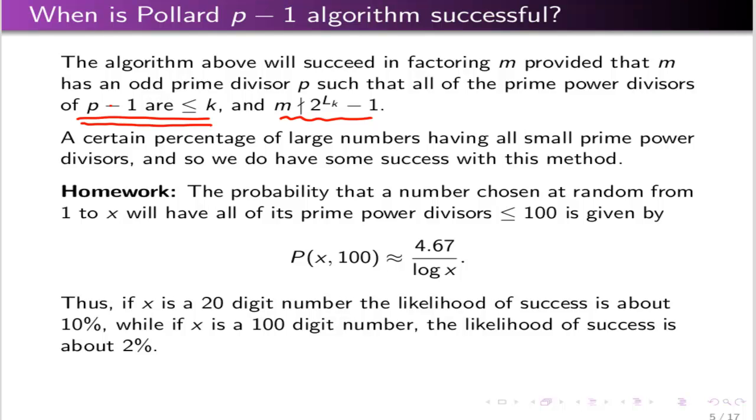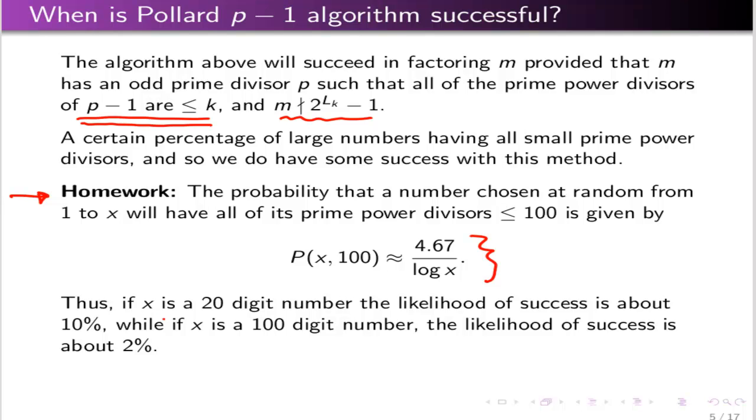There's a good percentage of large numbers that have all small prime power divisors. In fact, I'll give you a homework problem where you can actually estimate how many numbers have that condition. So here's the homework problem: what's the probability that a number chosen at random from 1 to x has all prime power divisors less than or equal to 100, let's say, and it's given roughly by this expression right here.